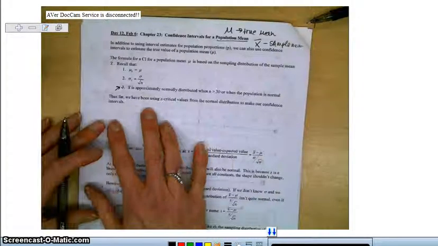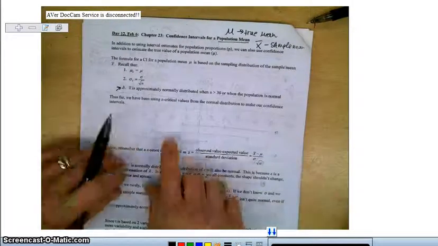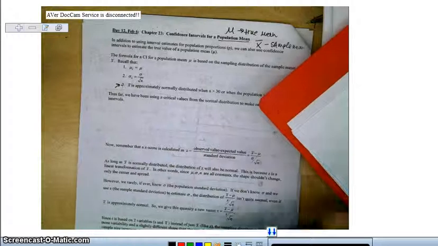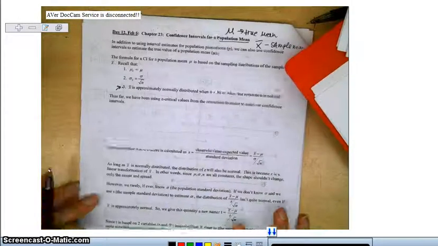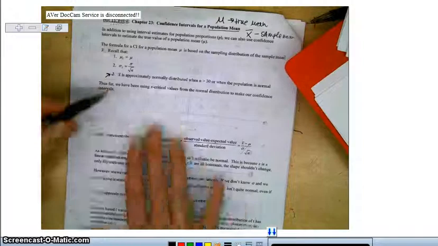So thus far we've been using critical z-values from the normal distribution to make our confidence intervals. Hold on, sorry. So, we've been using critical z-values.